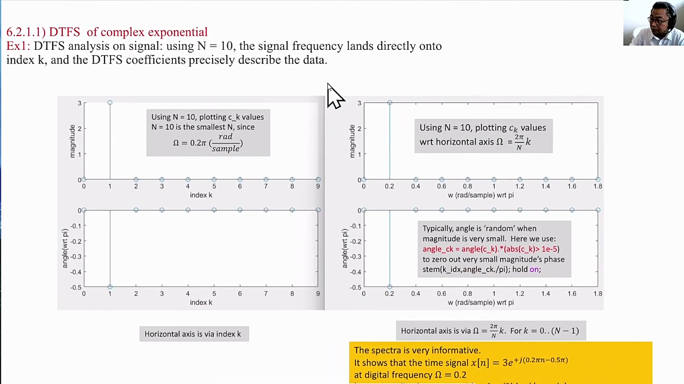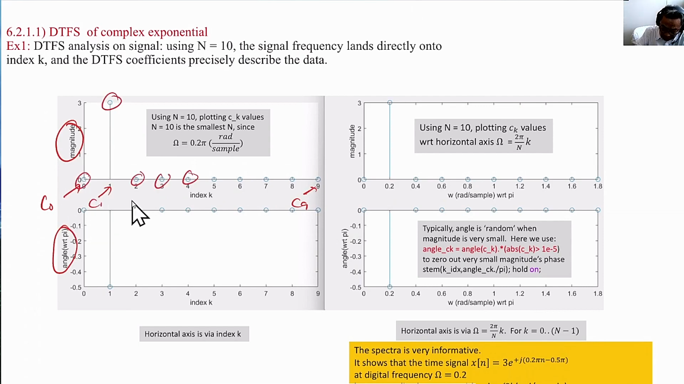Now, when we use the analysis equation, we can calculate C0, C1 until C9. Along here, we'll calculate the magnitude as well as the phase. Interestingly, the answer is that all the values are 0 except at C1. Okay, so that's the interesting observation now. This is the angle of C1, this is the magnitude of C1.